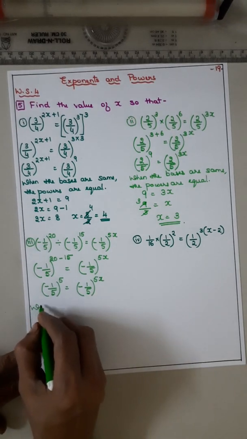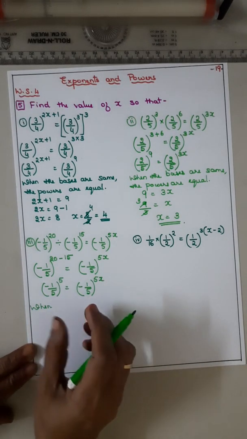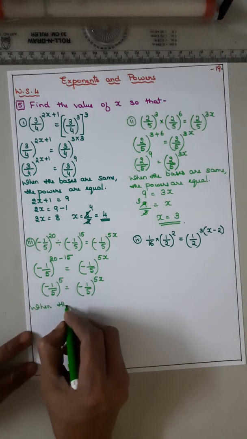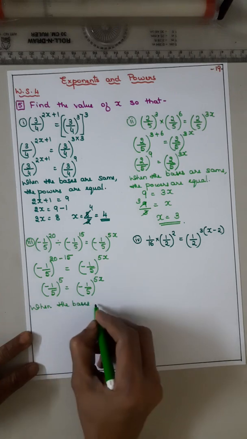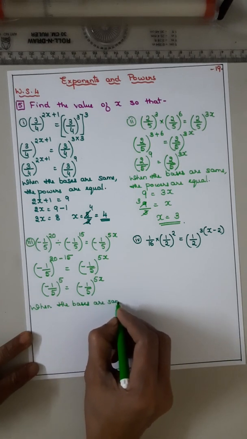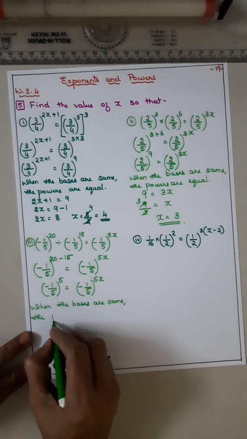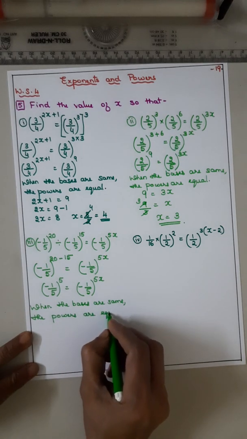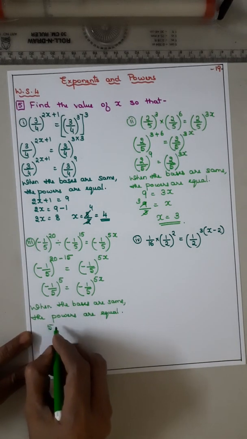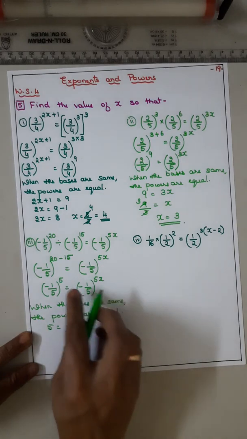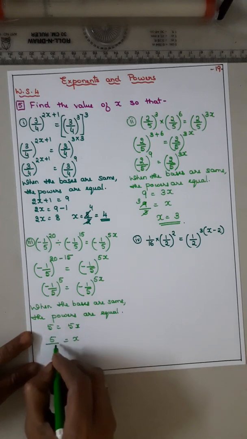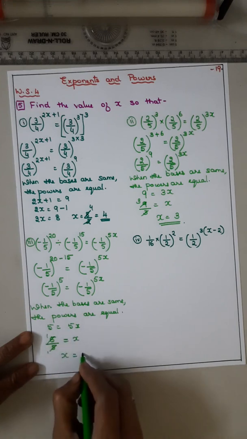Now when the bases are same, directly we got the bases are same. So write when the bases are same, the powers are equal. So 5 is equal to 5x. So x is equal to 5 upon 5, that is x is equal to 1.